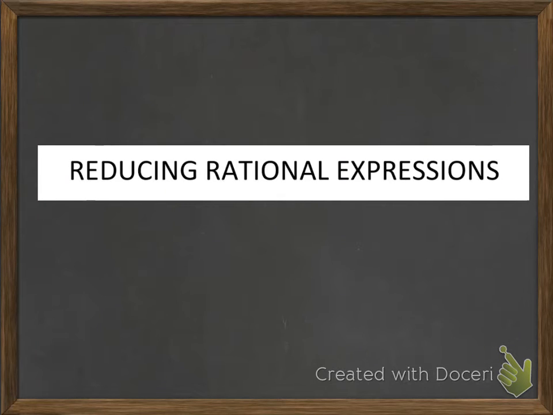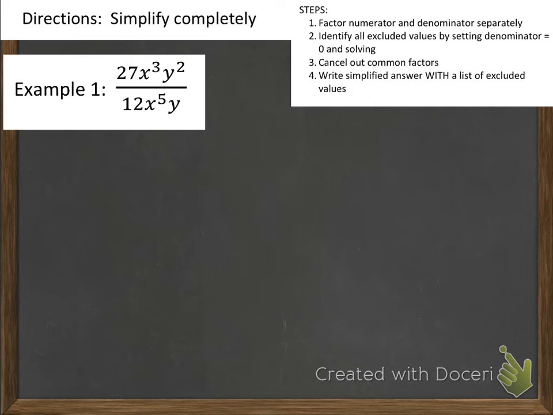Welcome to this video on reducing rational expressions. Let's get started. The directions tell us to simplify completely. Notice that our steps are to first factor the numerator and denominator separately. Then, step 2 is to identify all excluded values by setting the denominator equal to 0 and solving. Then we cancel out any common factors and write our simplified answer with a list of excluded values.